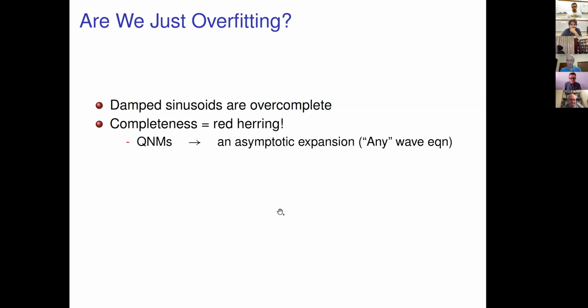Okay? And so we're just fitting for the dominant pieces of this asymptotic expansion. So fitting is not the same thing as making an expansion in a complete orthonormal set. Okay, so overcompleteness has got nothing to do with anything.